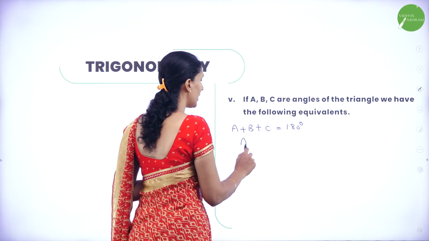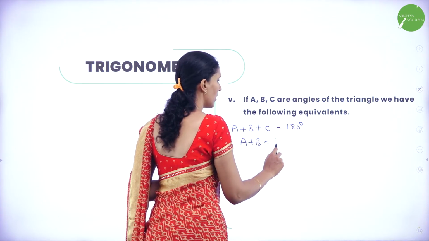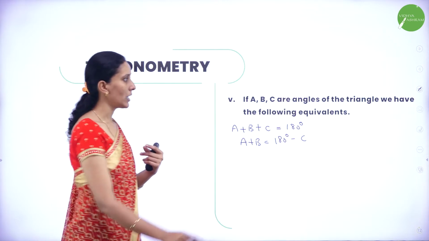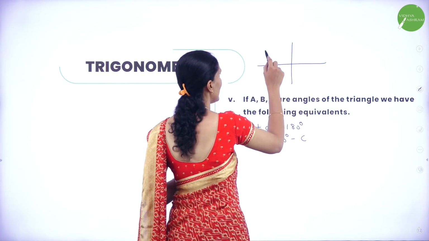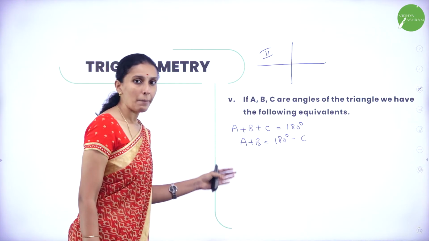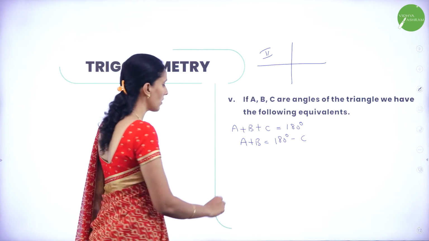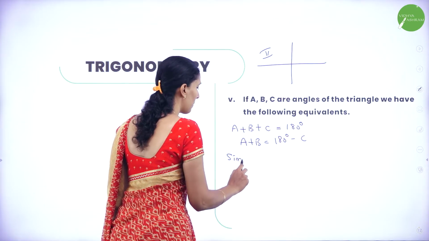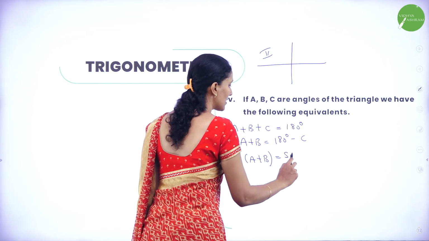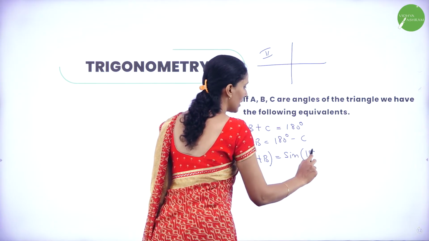So if I need A plus B, then it is 180 degree minus C. So 180 degree minus C means it lies in the second quadrant. Now apply sine, cos, tan for this function. What is sine of A plus B? So here sine of A plus B is nothing but sine 180 degree minus C.